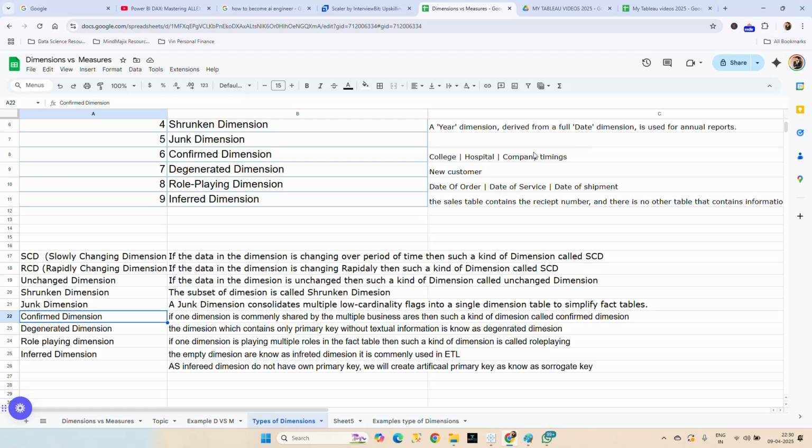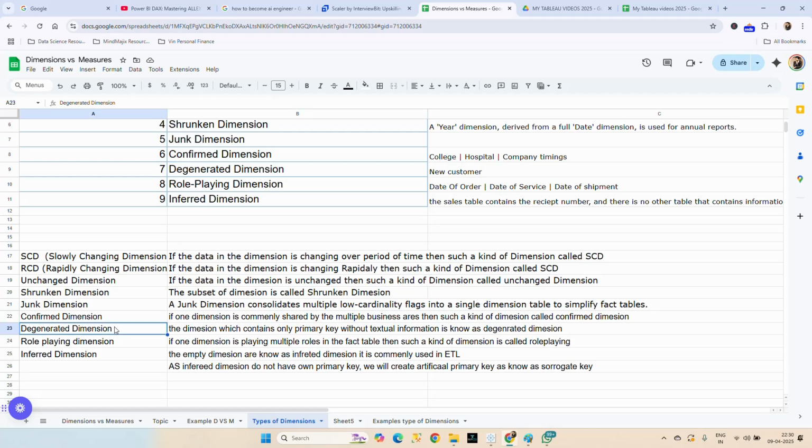It's fair enough, right? So these business hours are commonly shared with these dimensions. So this is one dimension commonly shared with multiple businesses. Dimension information commonly shared with other businesses, the same thing is called a conformed dimension. I hope you understand. Now, the degenerated dimension.